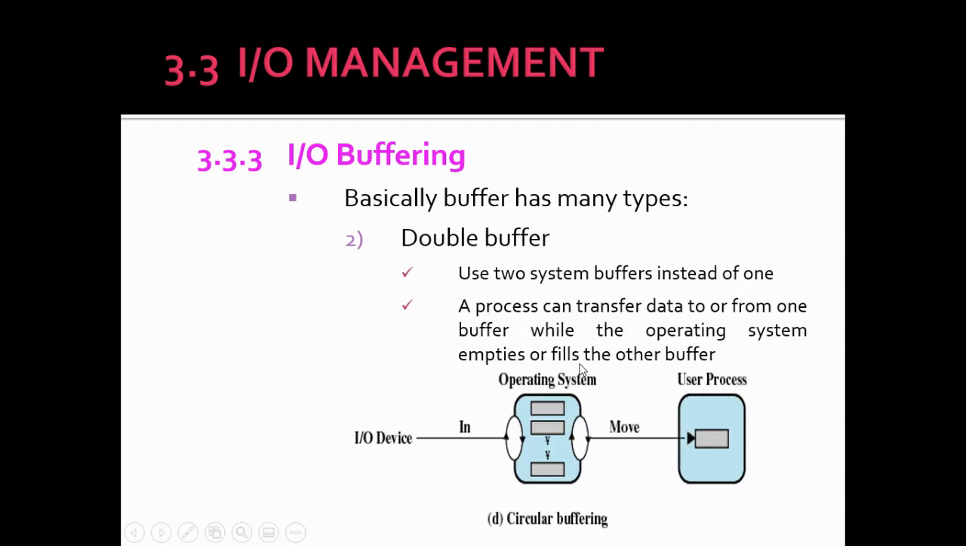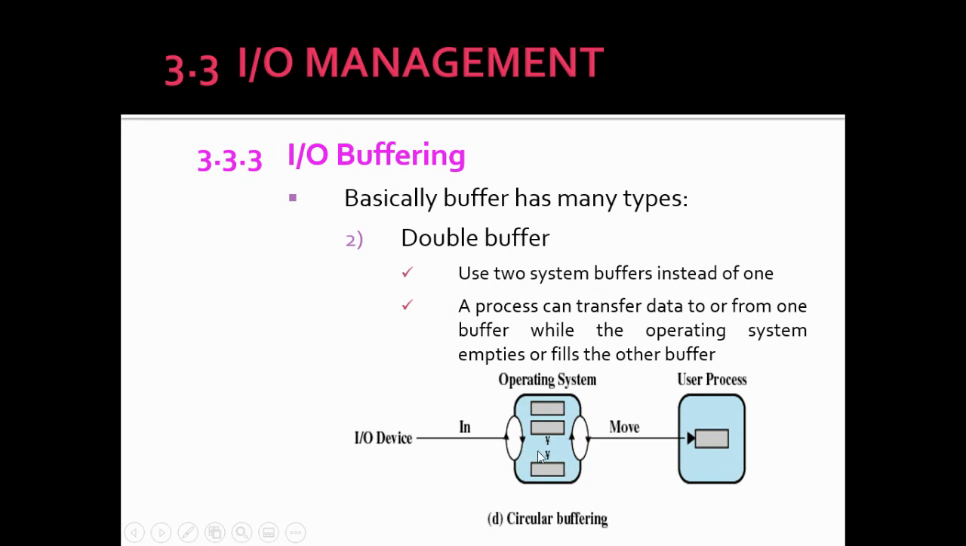Or you can have a double buffer. That means you're using more than one buffer. So a process can transfer data to and from one buffer while the operating system empties another buffer. Meaning, the device comes in, it goes into the first buffer, let's say this one, and it's being collected, and then it's transferred here. At the same time, once this process is done, it moves back here and goes to a different buffer and goes out back here. So at the same time, one buffer is getting the input and one buffer is releasing the information. Okay, so that is the double buffer.